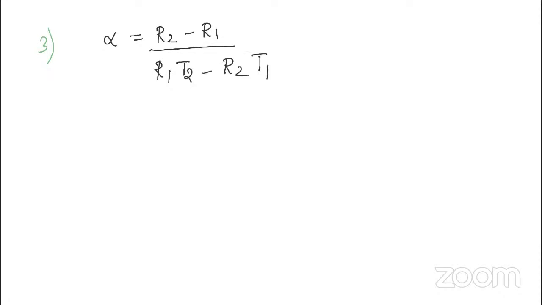So when writing, first write the two components, R2 minus R1. Then below, everything is the reverse of it. What is the reverse of R2? It is R1. Once R1 is here, automatically what is its reverse? It is T2. So the formula is easy. R2 minus R1 divided by R1 T2 minus R2 T1.